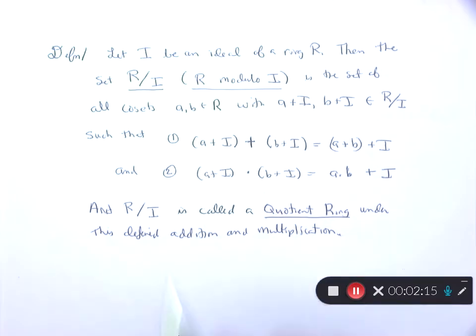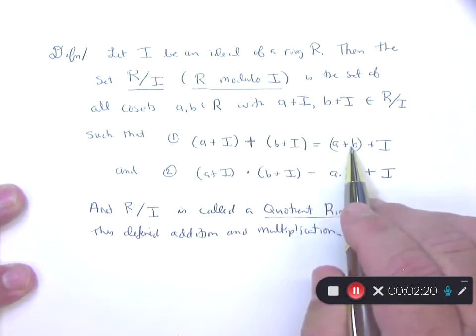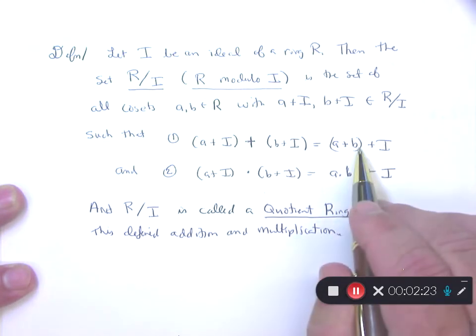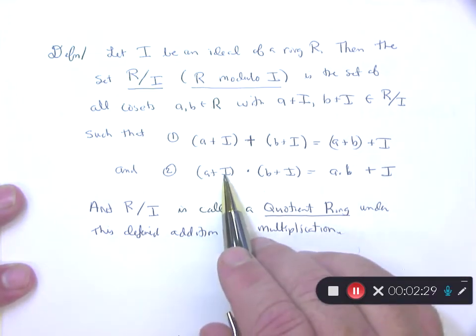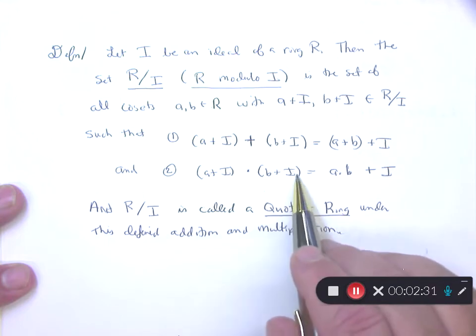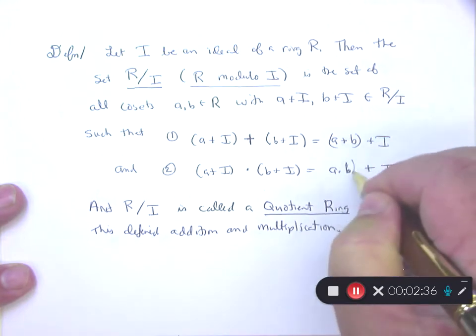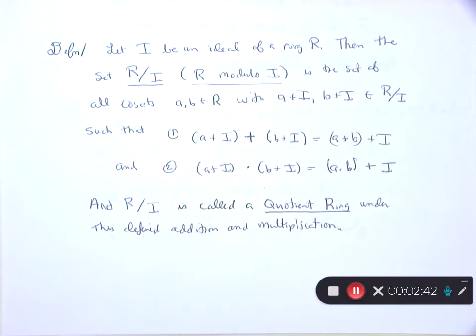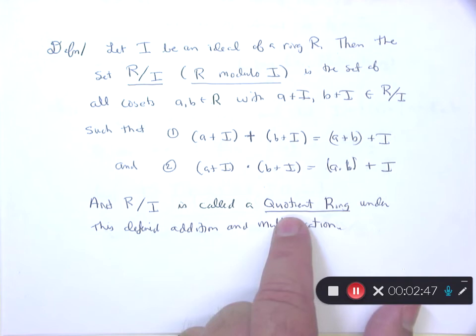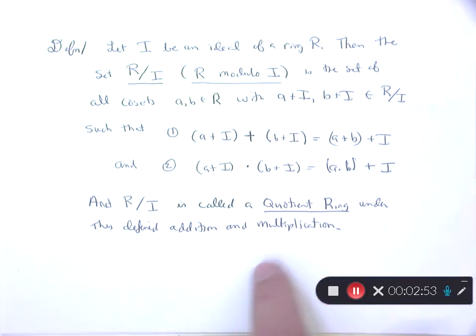Number 1, this is how you add them: A plus I plus the coset B plus I, you can rewrite that as just adding the two elements, A plus B, and denote it's a coset, plus I. And to multiply the coset A plus I times the coset B plus I, you just multiply the elements, A times B, and stick a big old plus I on there to let them know that it's a coset. But more than that, R mod I is called a quotient ring. And yes, it's going to be a ring under the defined addition and multiplication.